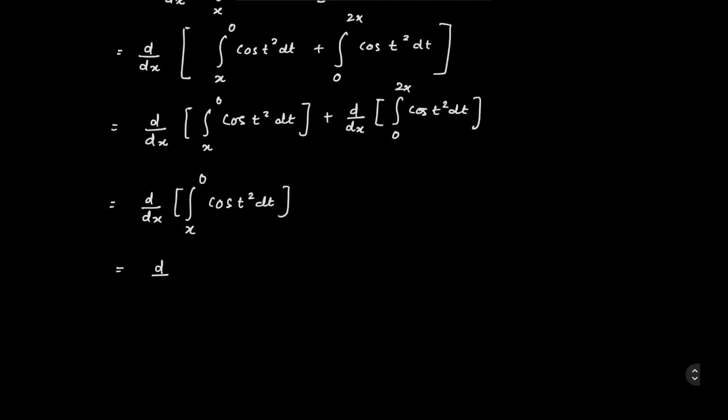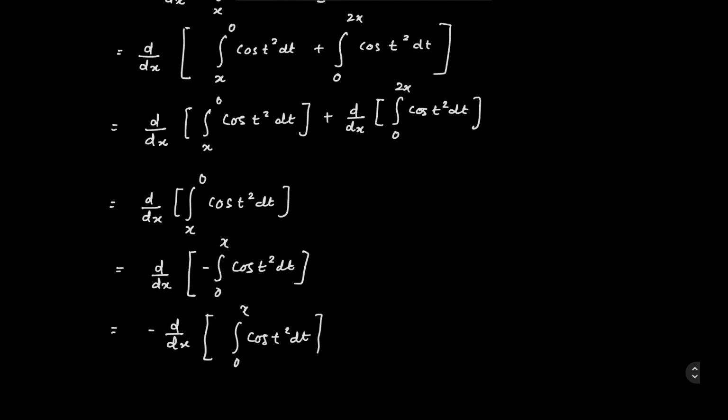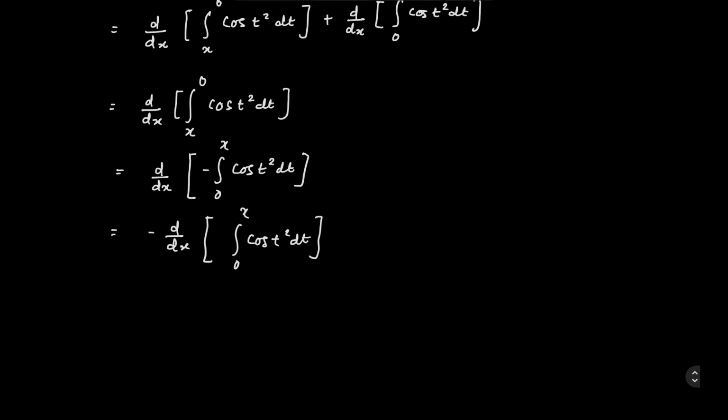Now this is d by dx. If I change the limit, so 0 to x cos t square dt, then it will be a negative sign. So the negative I can take out. Now this is 0 to x of cos t square dt. So by the fundamental theorem of calculus, I can write this is minus cos x square. So by FTC, this is the first part.